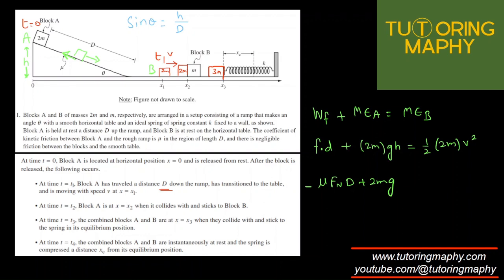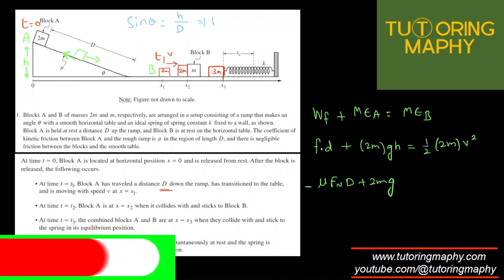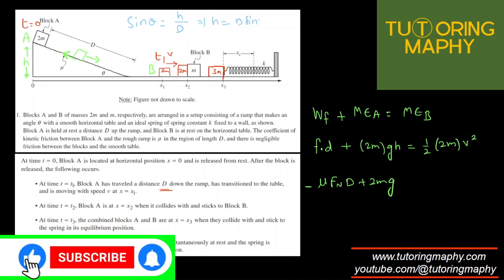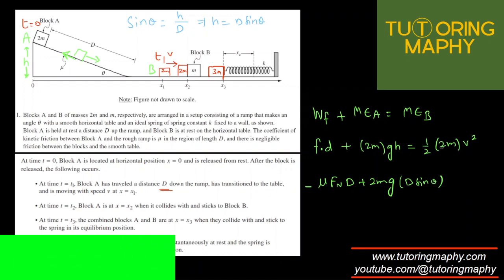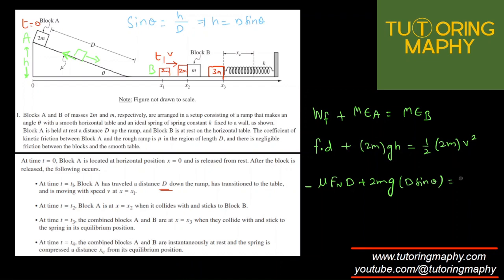This is what is going to happen, right? Capital D goes over on the other side. So h becomes d sine theta. So that's what I'm going to replace here. d sine theta. Okay, half of 2m will become just m, so mv square.